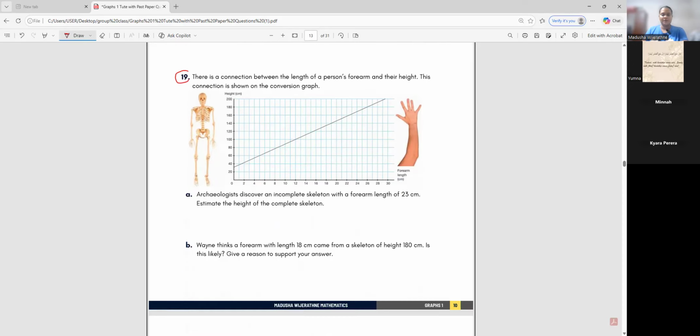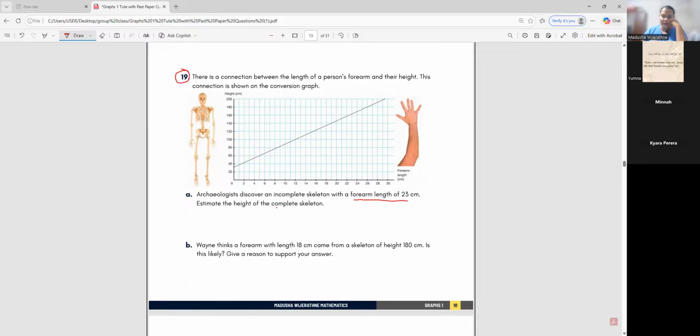So this is a real life example using graphs. There is a connection between the length of a person's forearm and their height. This connection is shown on the conversion graph. Forearm is measured in centimeters. Archaeologists discover an incomplete skeleton with a forearm of length 23 centimeters. Estimate the height of the skeleton, not the complete one. So if they have a complete one, they can measure their height, no?